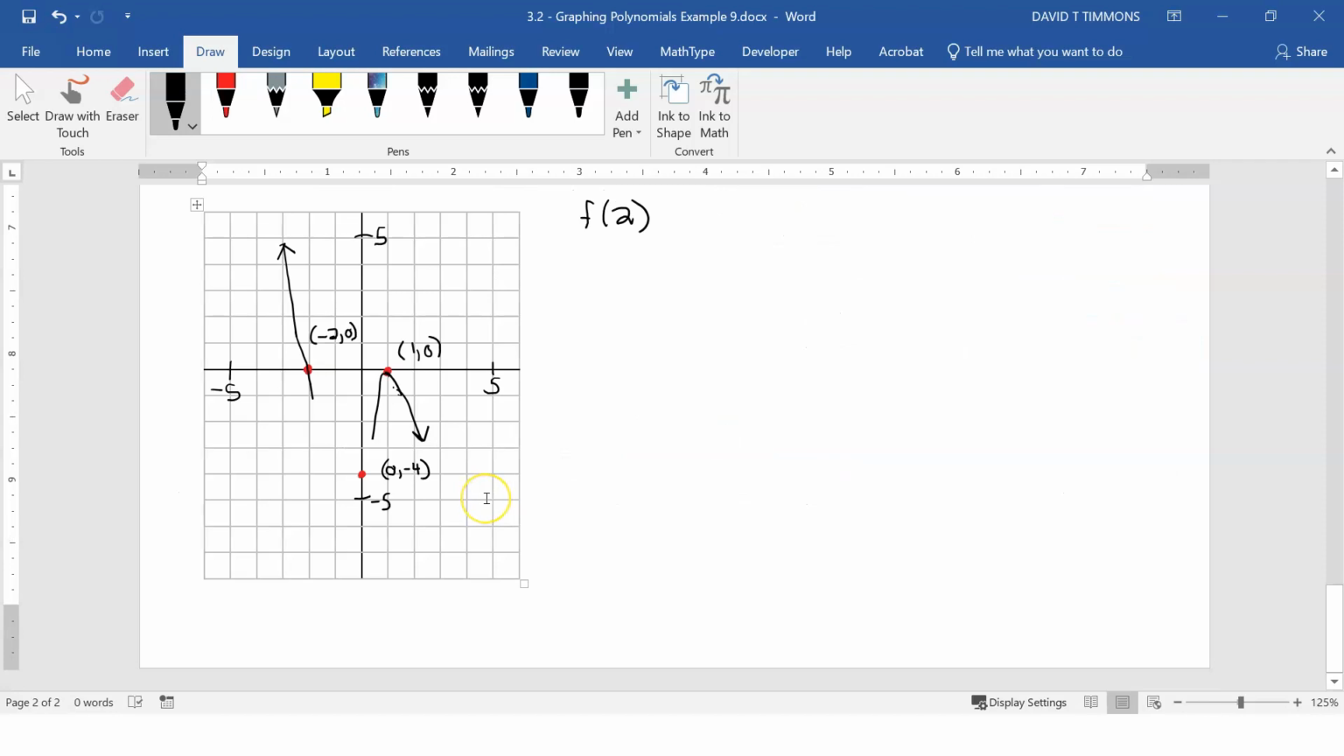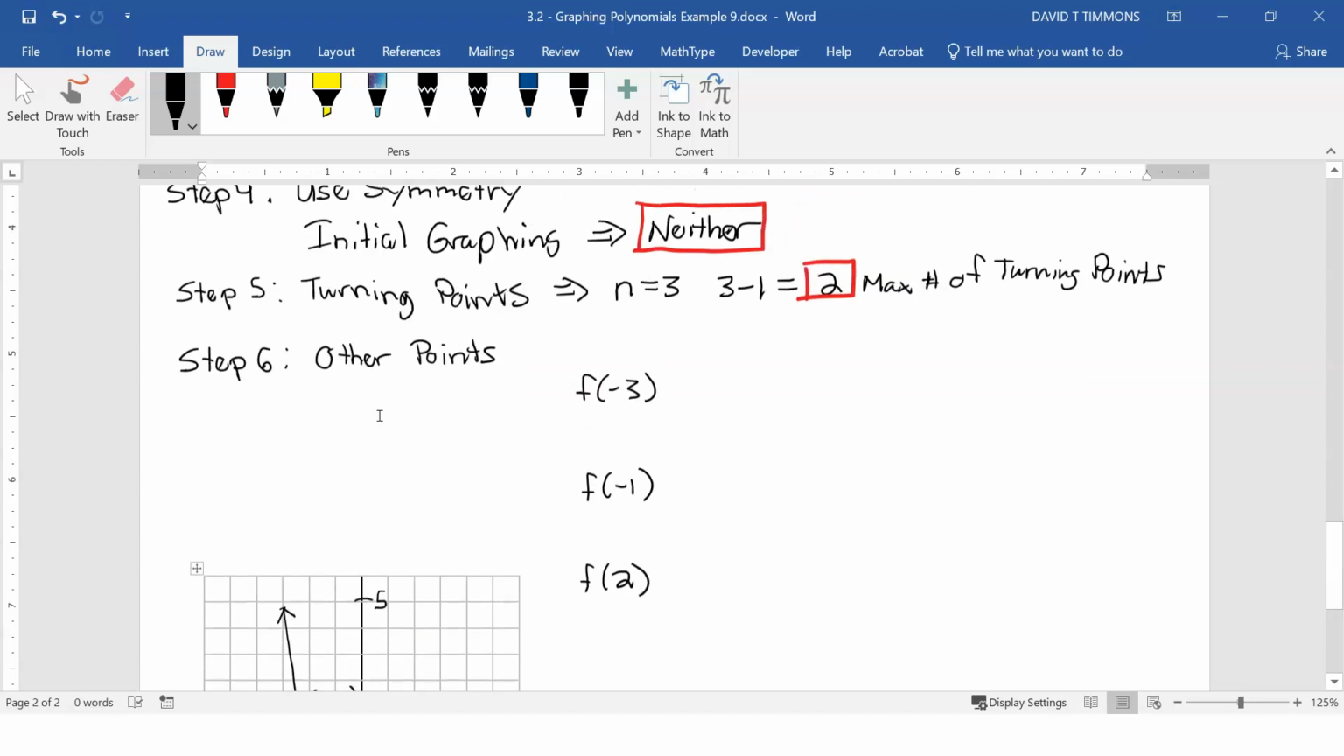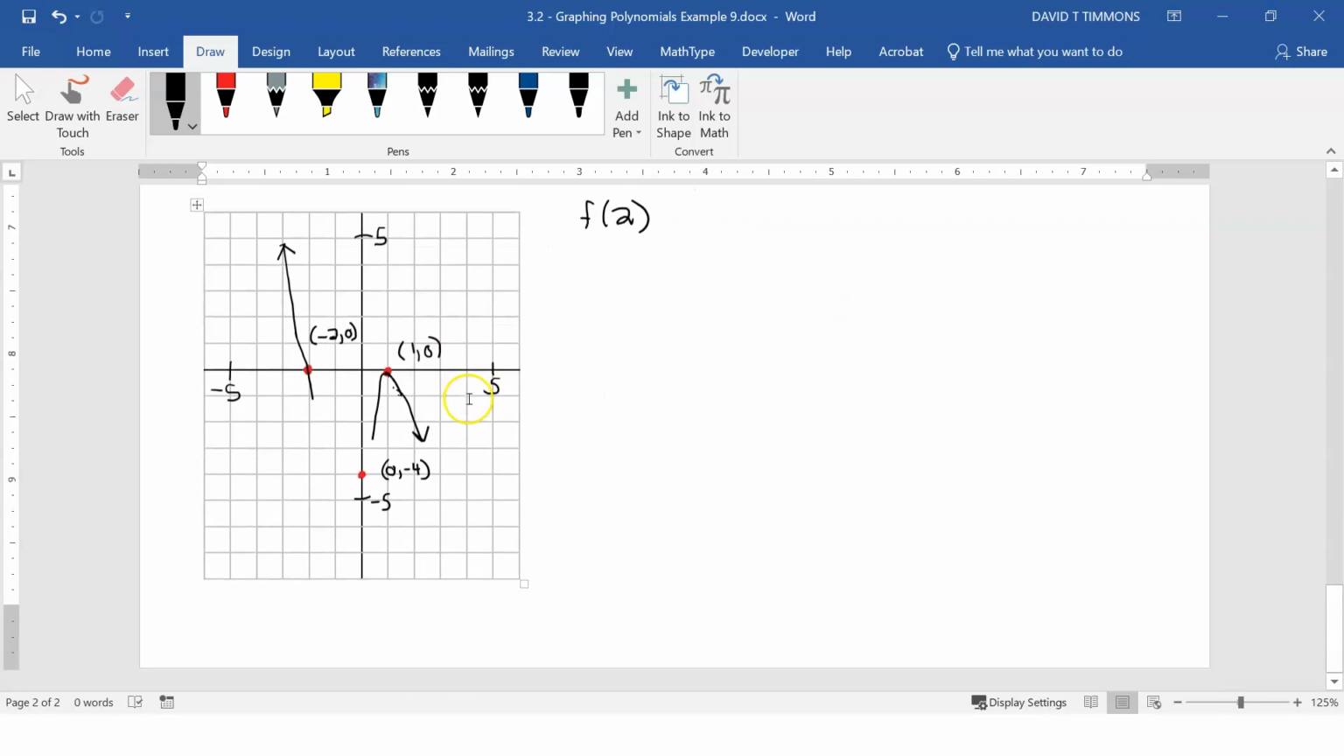Now that we've gone through all 5 steps, let's try to complete the graph. So we've done our initial graphing and we determined that we have no symmetry here. And we know now from step 5 that we have 2 possible maximum number of turning points. So it looks like the graph is going to come here, and there must be probably another turning point somewhere in here. Now step 6, I've added other points, is just to be intelligent about picking a couple key coordinate points to substitute into the function to confirm the graph's behavior.